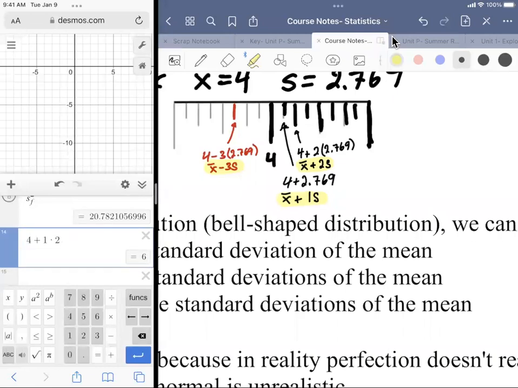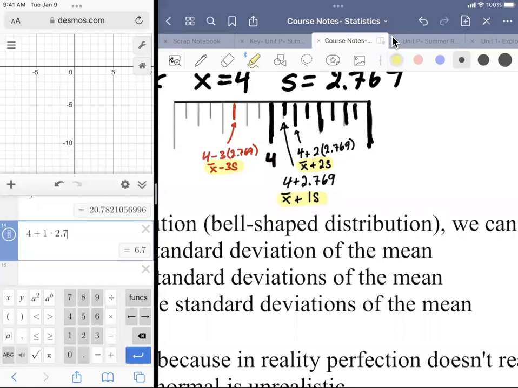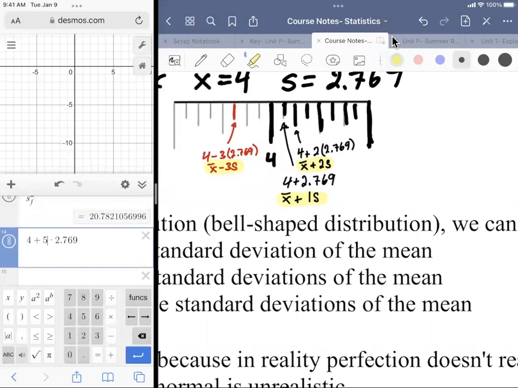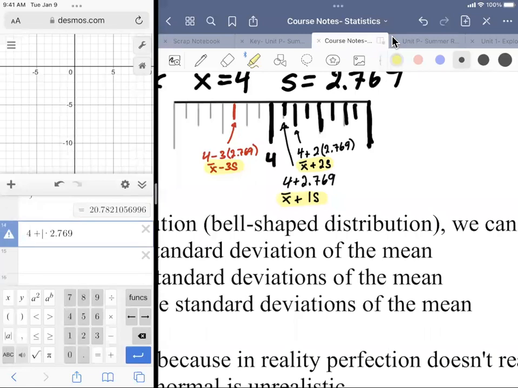It helps if I hit the right button. 769, right? So 1 unit away would be 6.769. And then I would just do that again, replacing the 1 with a 2, replacing the 1 with a 3, and so on. And that would give me all the individual measures that are associated with the ruler, right?